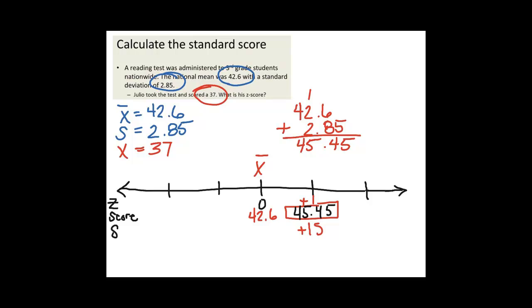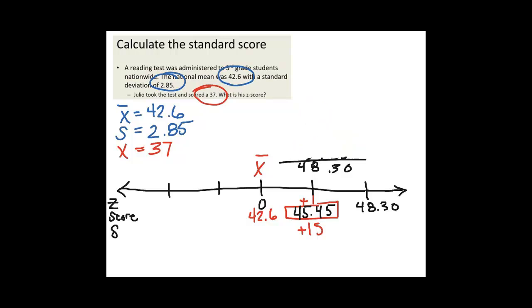45.45 would be the value for a z-score of 1, because it's 1 standard deviation above the mean. Tack on another 2.85 to get the second standard deviation, and you get 48.30.